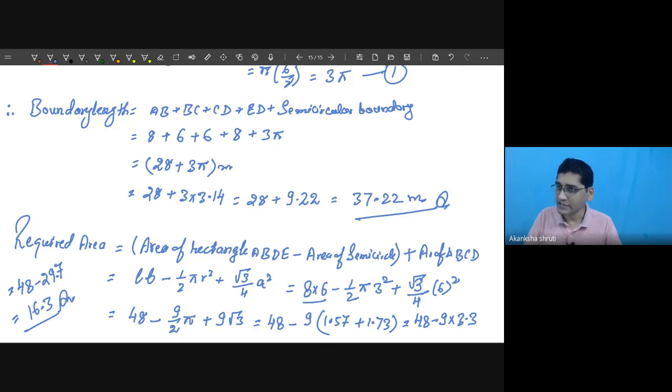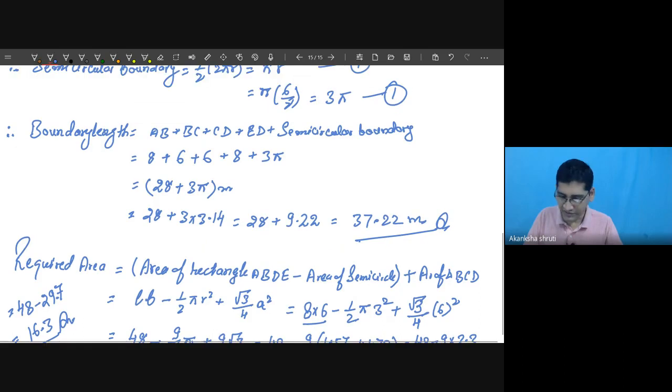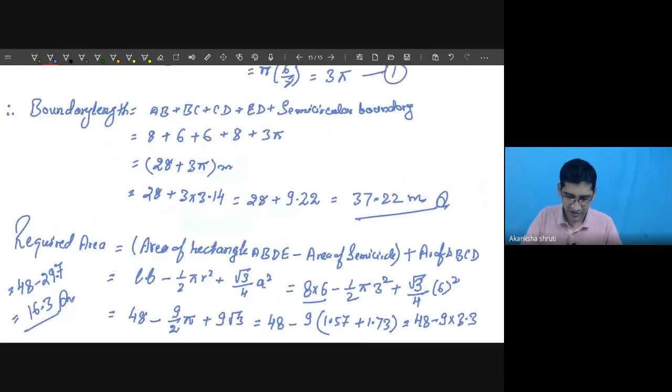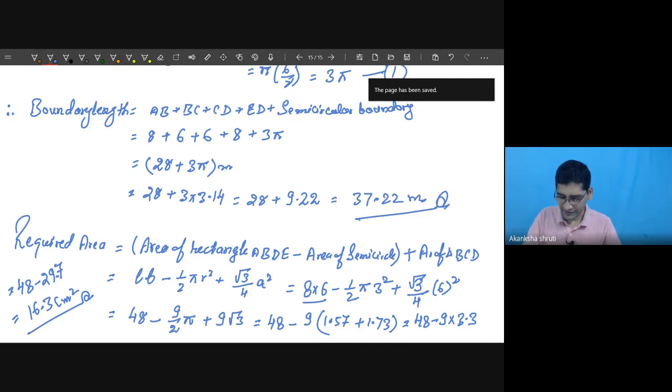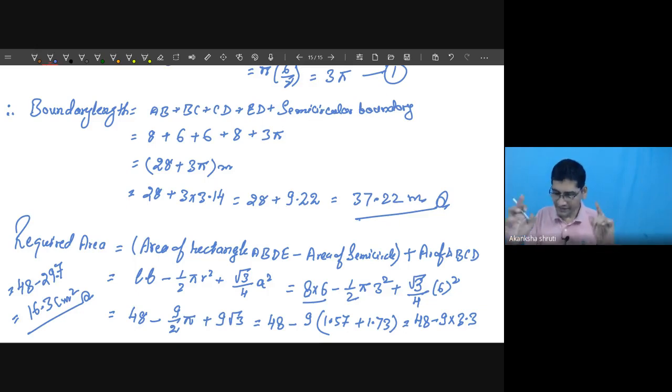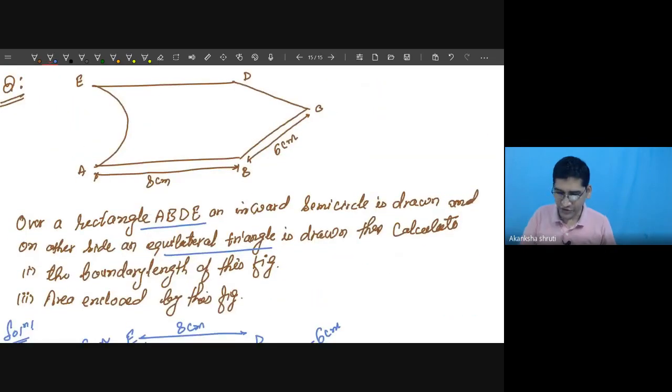Please do not forget the unit. If a unit is given, yes, it is given here, centimeter. If you miss the unit, marks are deducted. Centimeter square. This is the final answer. This way you have to do the calculation. Calculations are also very simple, provided you adopt a proper method of simplifying. If you simplify root 3, pi, and several different things separately, it will take a very long time. So avoid that method. Do by this method. This was a very simple question I have taken.